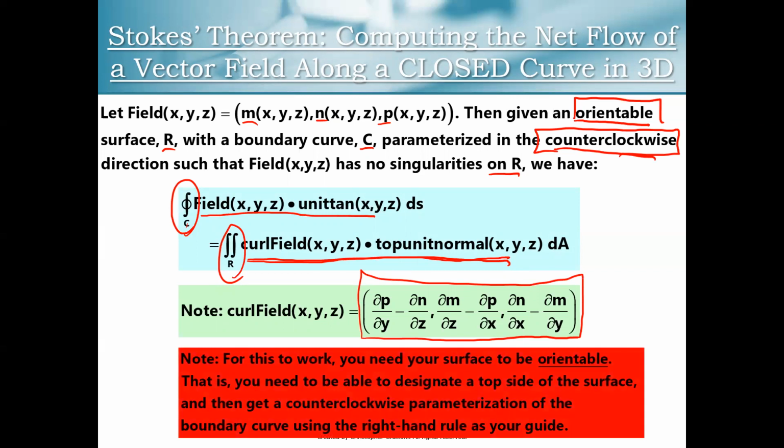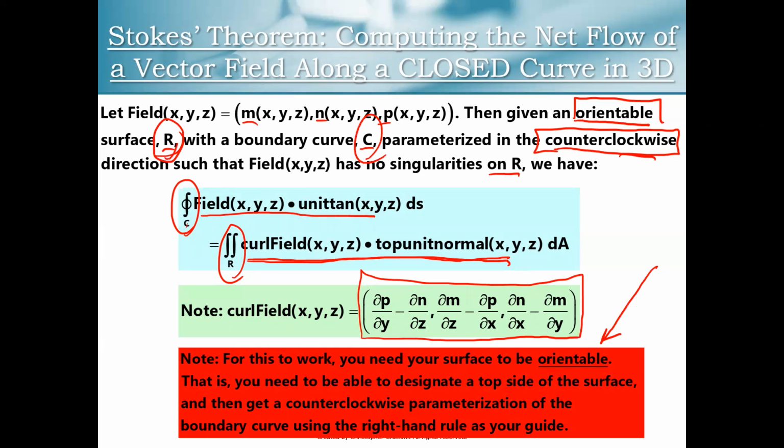And remember that this entire equality breaks down if our surface is not orientable. So it is not possible for our surface R to be a Mobius strip. But most of the things we're going to deal with, if the surface is a disk and the boundary curve is a circle, no big deal.